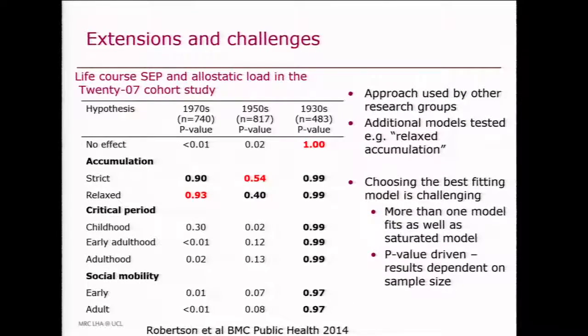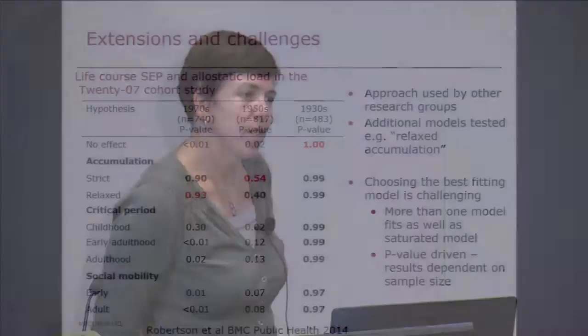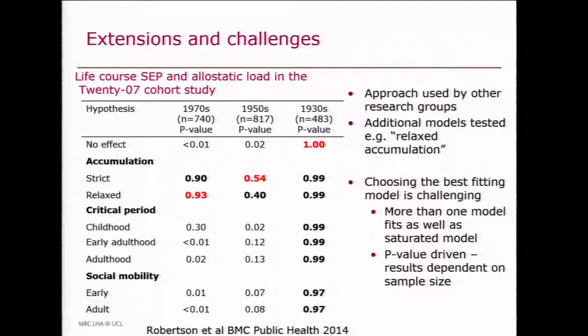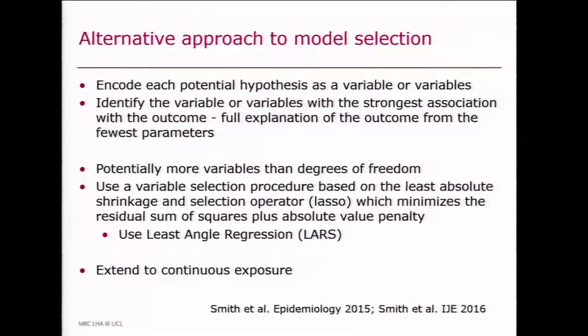You can get cases, as you can see here, where more than one model fits as well as the saturated model. Which one do you then choose? We've toyed with using either the highest p-value or things like the BIC. But it's p-value driven, so results are dependent on the sample size. If you have a very large cohort, then all your models give significant p-values. And if you have a smaller cohort, then all the models are consistent with the saturated model.